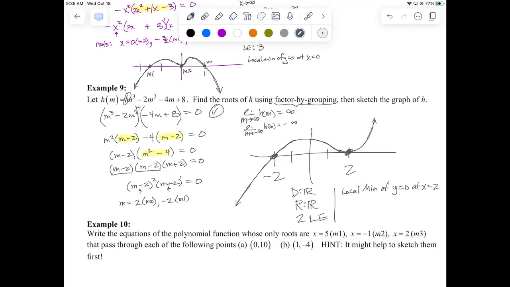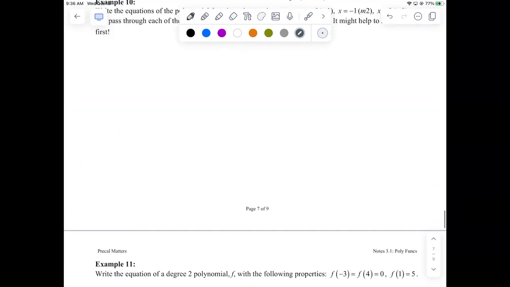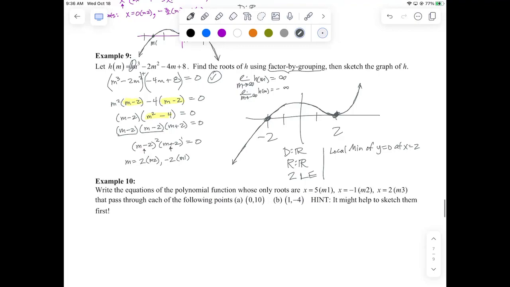All right. Example 10. This is going backwards. This is giving you the information, having you write the equation. I think I want to hold off on that. I want to understand it going forward before we understand it backwards. So I know there's like 4 minutes left. You can use that time to absorb what we talked about today, get ready for the next class, or get ready for tomorrow's possible quiz.